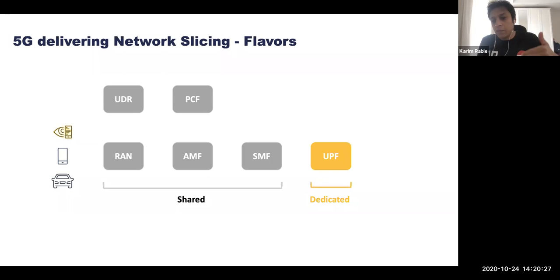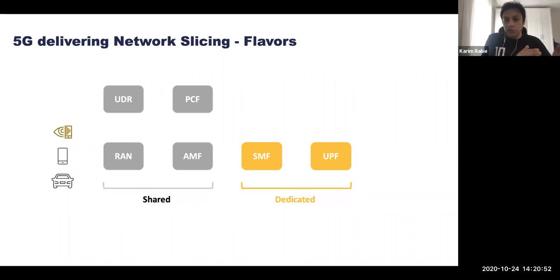Okay. So the UPF, you can dedicate a UPF to a certain vertical or a certain customer. And this is very, very common in the early POCs and demos for network slicing, because that's the part handling the user plane. So it makes sense that it is dedicated, maybe sharing all the control plane functions of the network. However, all other flavors are welcome.